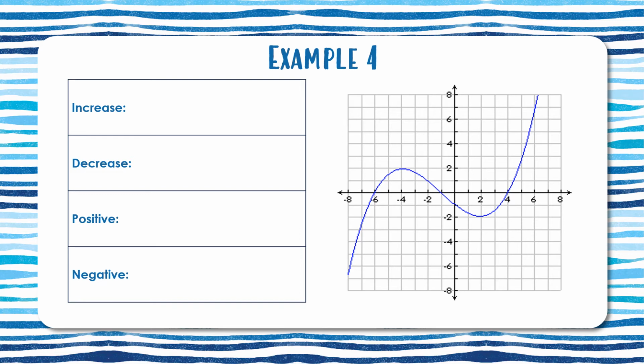Now let's take a look at positive, which means where it is above the x-axis, and negative, where it is below the x-axis from left to right. So let's start at -infinity. We are below the x-axis until we hit the x-axis at -6. So it is negative from -infinity to -6.